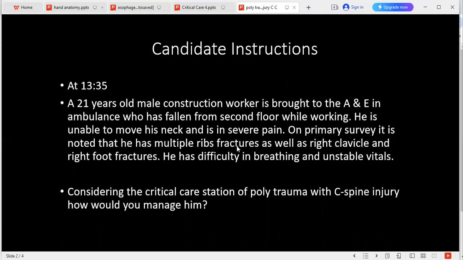Then I will assess the circulation of this patient. In circulation, I will measure the blood pressure and pulse, and then I will insert a catheter to look out for the urine output. Then I will insert wide-bore cannulas into both cubital fossae and resuscitate with crystalloids, and I will send samples for full blood count, urea and electrolytes, blood sugars, as well as ABGs, and cross-match the blood and save group and screen.